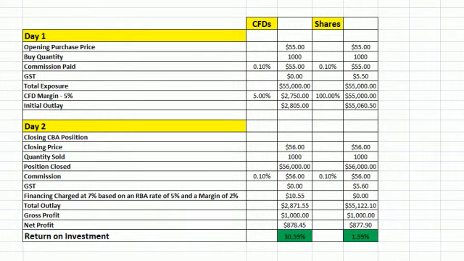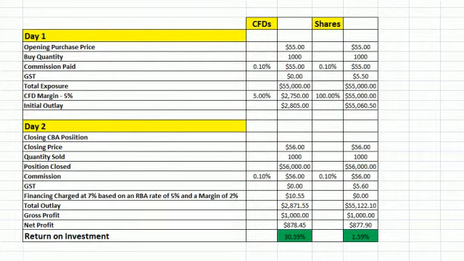Here's a full CFD example for everyone, just to give you a full overall picture from everything that the blog's already explained to you. We're going to compare it to shares just to give you an example as to why people would trade CFDs over a traditional share. We will also blog on that a little bit later as well.